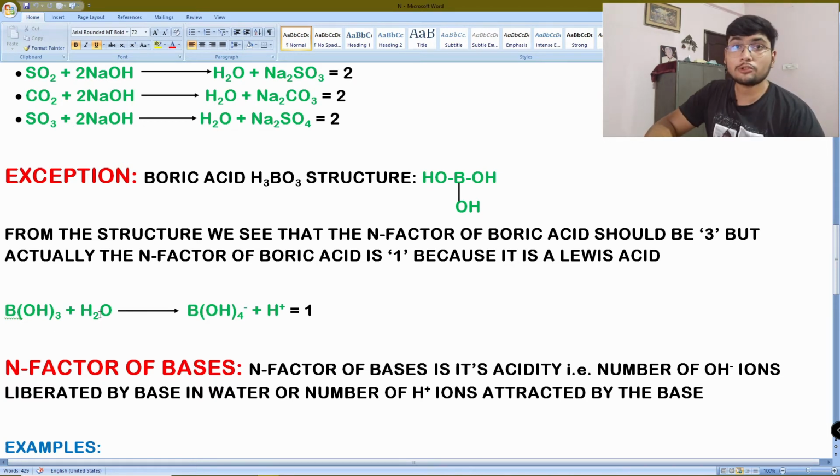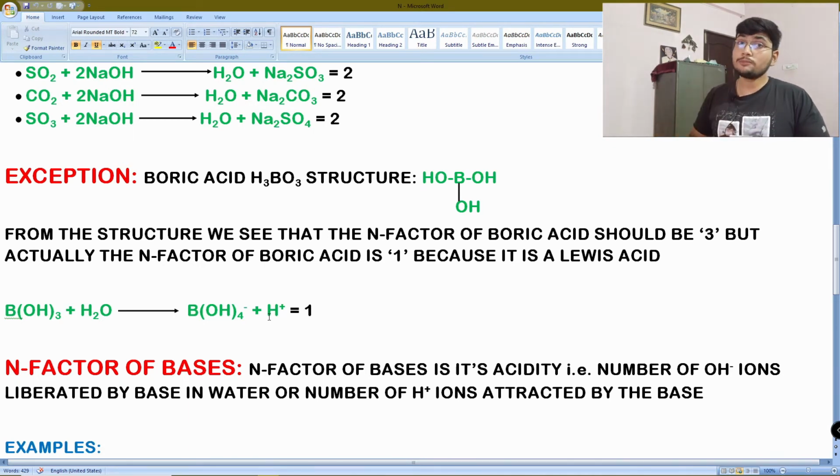The OH group of water will give a lone pair to boron to form a complex like this, and it will liberate one H plus ion. So the final reaction somewhat looks like this: a complex of boron and H plus ions. So basically it is liberating only one H plus ion, so the N factor of boric acid is 1.